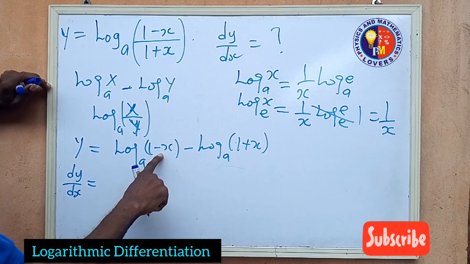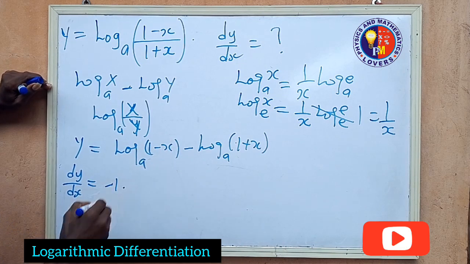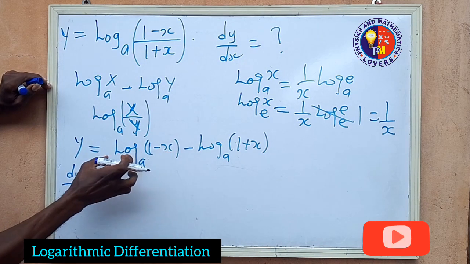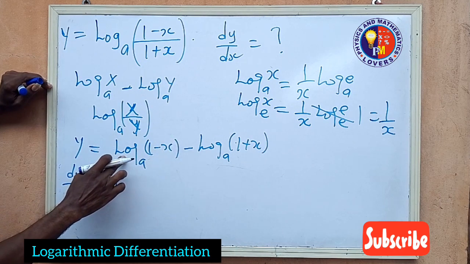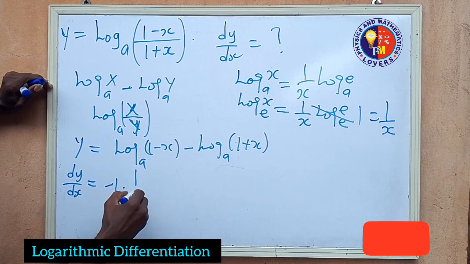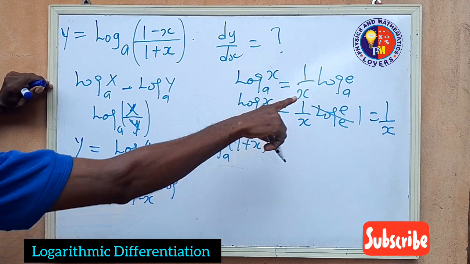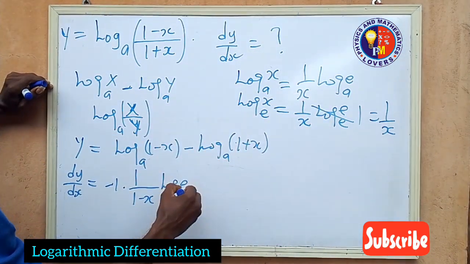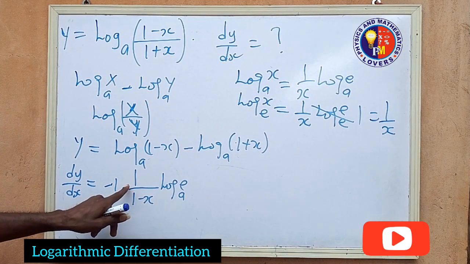So let's differentiate what is inside here. It will give you -1, and that -1 we multiply. Then this becomes another function of x now, which is now u. Then differentiate it. It's going to give us 1 over 1 minus x, then log e to base a. That's for this particular one.